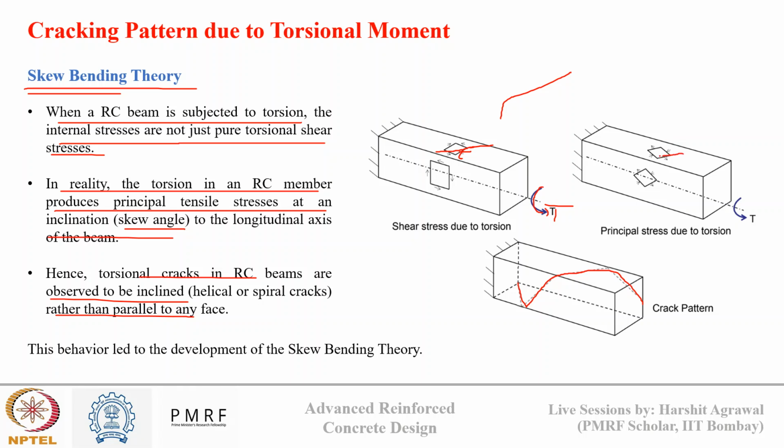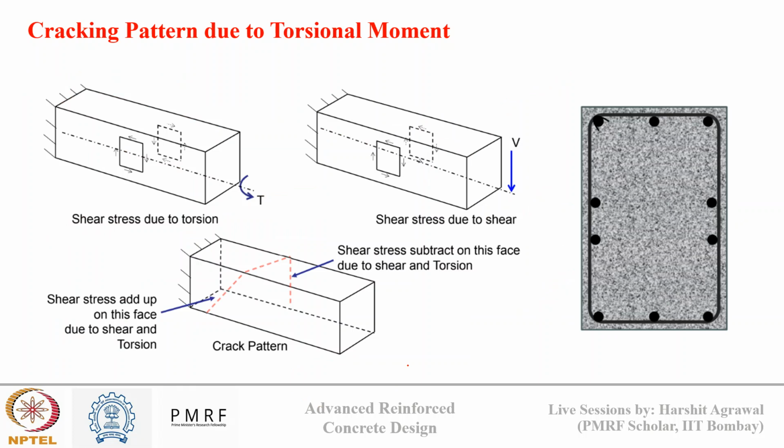Along the principal stress orientation, the cracking will propagate. Since the cracking is propagating at a skew angle, it is known as skew bending theory. However, when both torsion and shear are happening, suppose this is my stress distribution due to torsion and this is my stress distribution due to shear. On this opposite face, the torsion and shear act in opposite directions, so they will cancel each other out and there will be one vertical crack due to flexure.